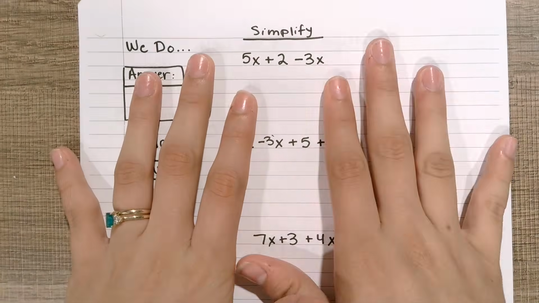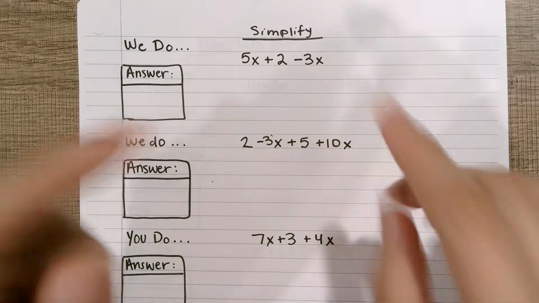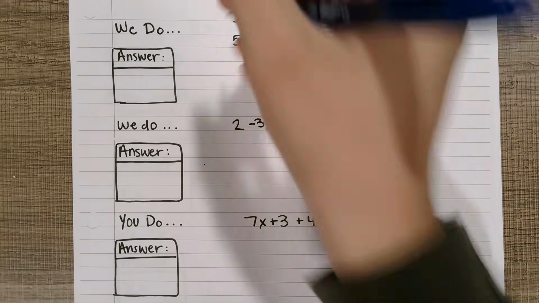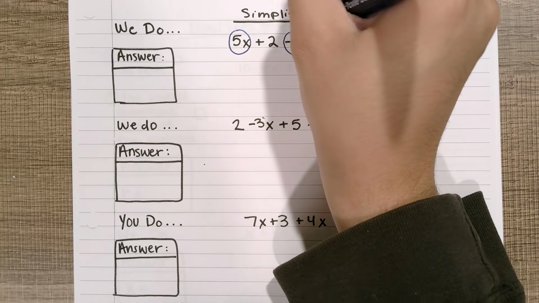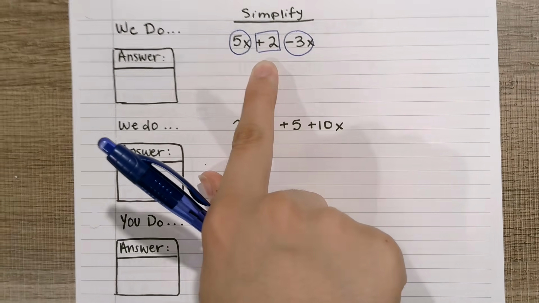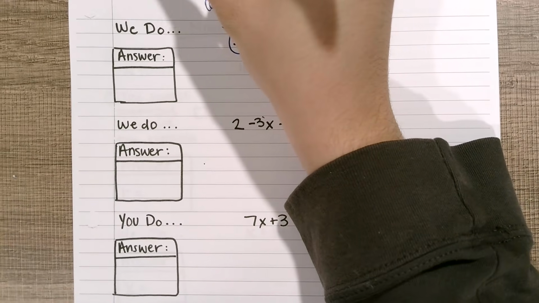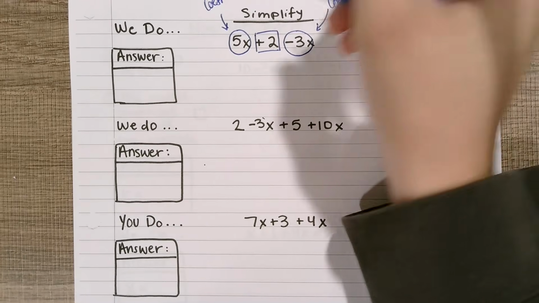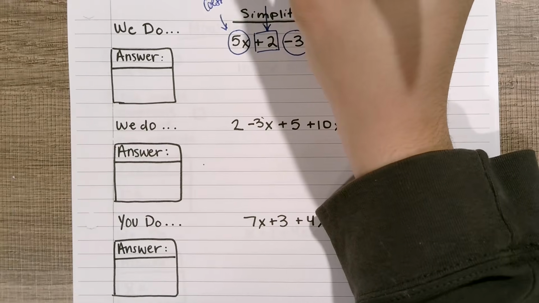Okay, so for these, notice there's no equal sign. We're not solving for x yet. We are just going to simplify. So I'm going to start by identifying my coefficients by circling them. 5x is a like term with negative 3x. So I would box plus 2 as the constant because it does not have a variable. So I will just label these as the coefficient, and I just abbreviate it like that. And then with this one being the constant.